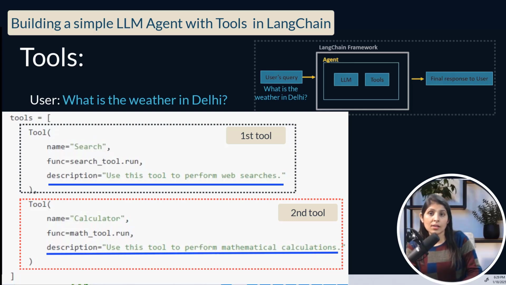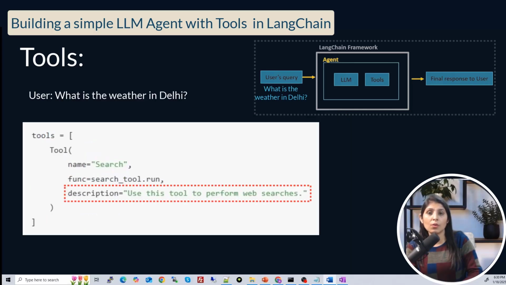So in our case, the example which I have shared with you, the weather of Delhi, in this case it sees that the search tool has the description, used this tool to perform web searches. Based on this, LLM will use the search tool because it will help to retrieve the weather information from internet, right? So once it decides which tool to use, next step is to execute that tool, means to perform the action. What is the action over here?